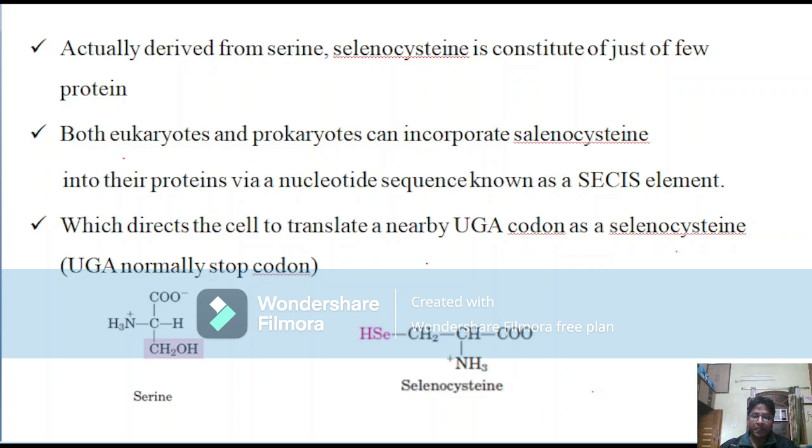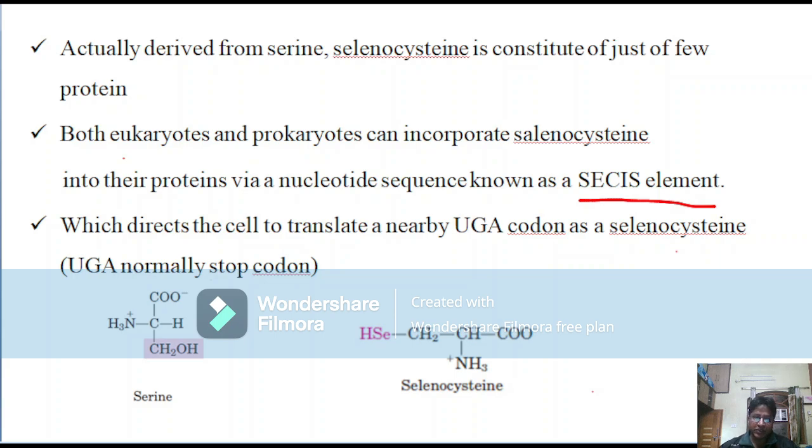This SECIS sequence is known as the selenocysteine insertion sequence. This SECIS element is specifically found in the RNA, which directs the UGA codon to be used as a selenocysteine codon. Otherwise, the UGA codon is a stop codon.